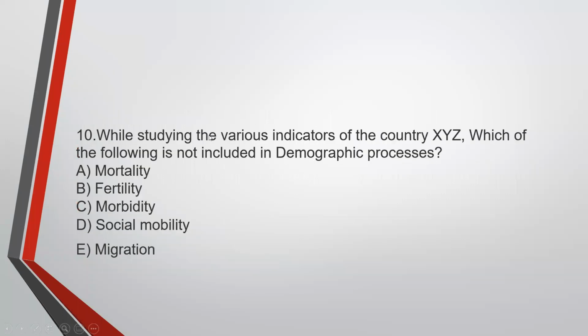And last: while studying various indicators in XYZ, which of the following is not included in the demographic process? The indicators: mortality, fertility, morbidity, social mobility, migration. Morbidity. C. Yes, morbidity is not considered as an indicator.